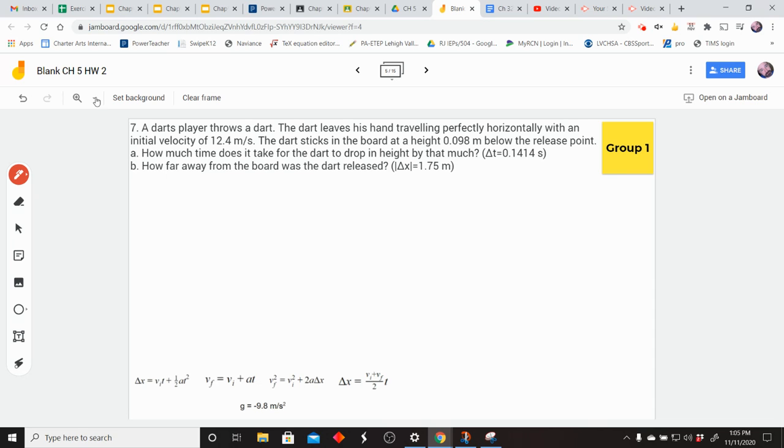So let's do Part A. These are the H's. How much time does it take for the dart to drop in height by that much? So in Part A, we're looking for time. So time is question mark seconds. And for Part B, how far away from the board was the dart released? So we're looking for how far did this dart go sideways? So delta x is equal to question mark meters. That's what we're looking for.